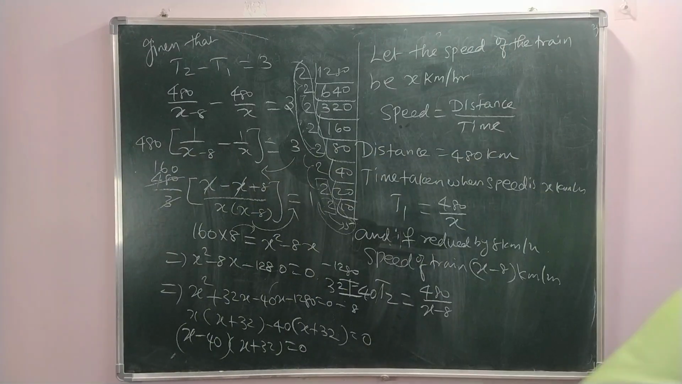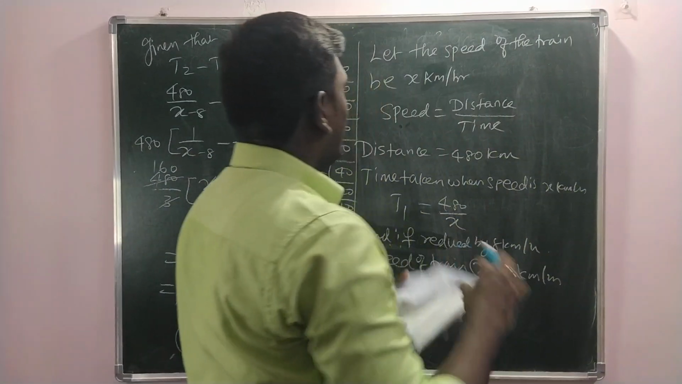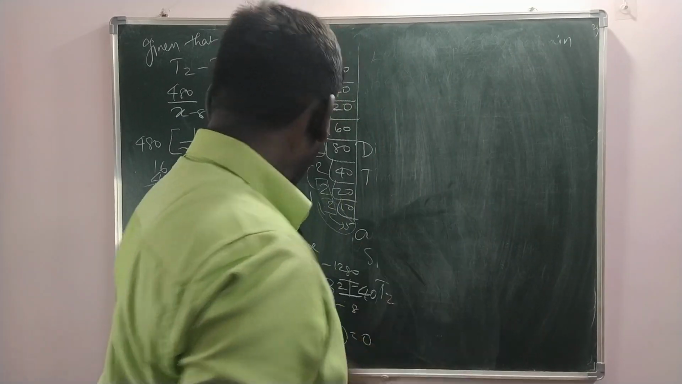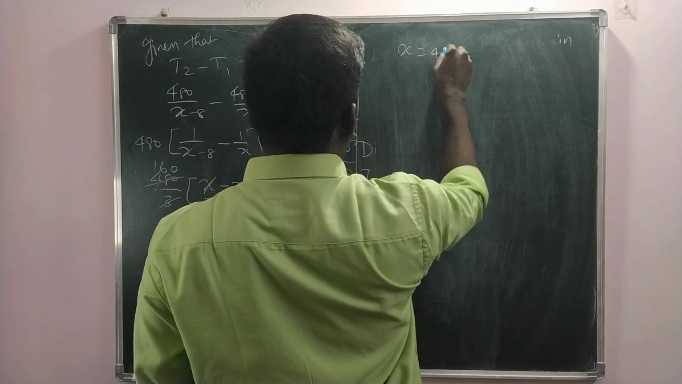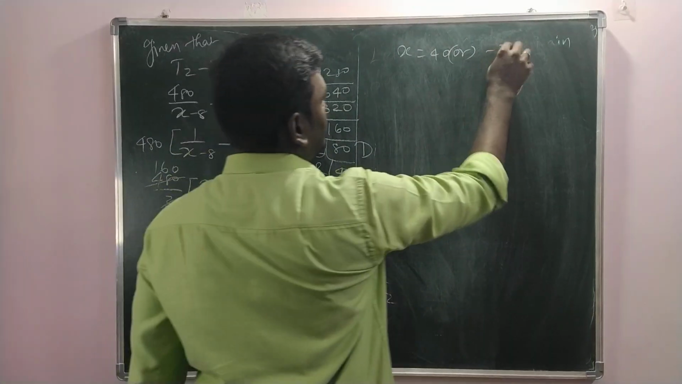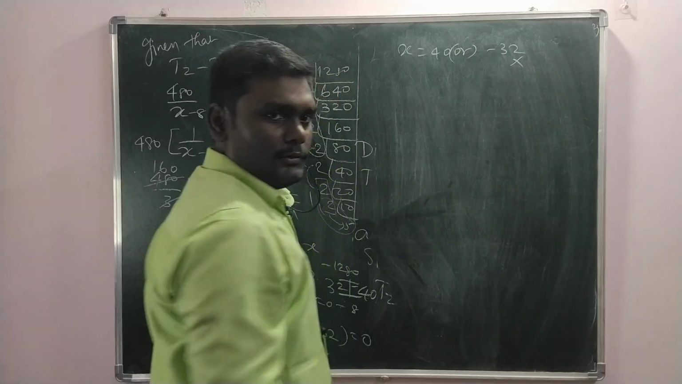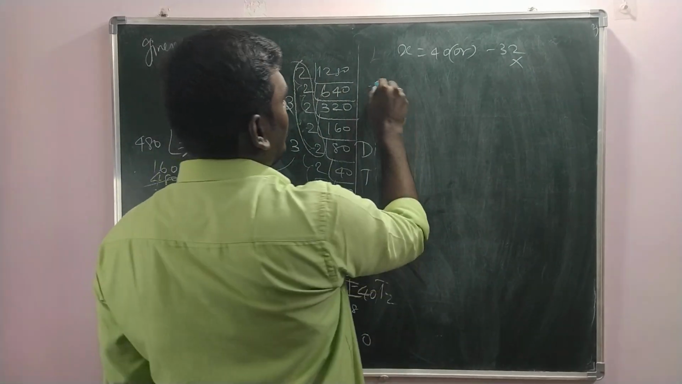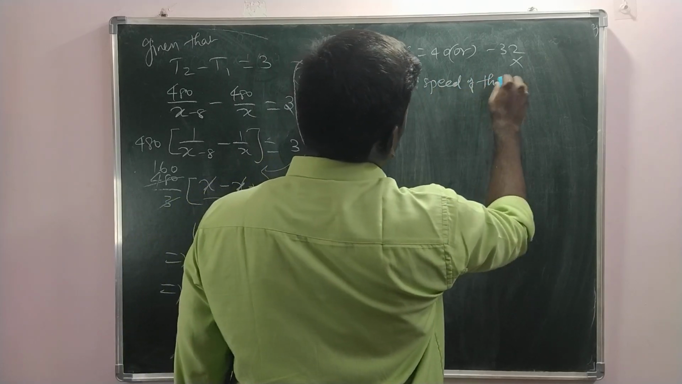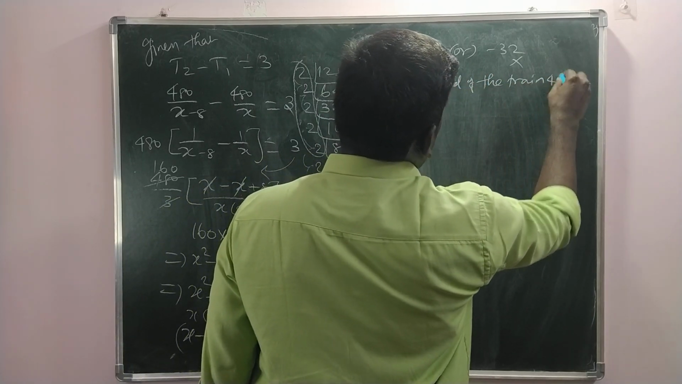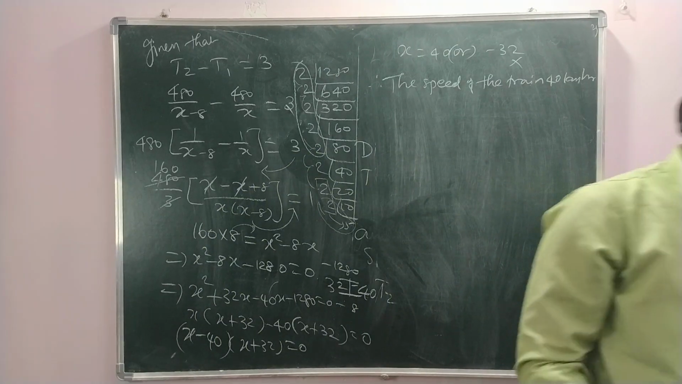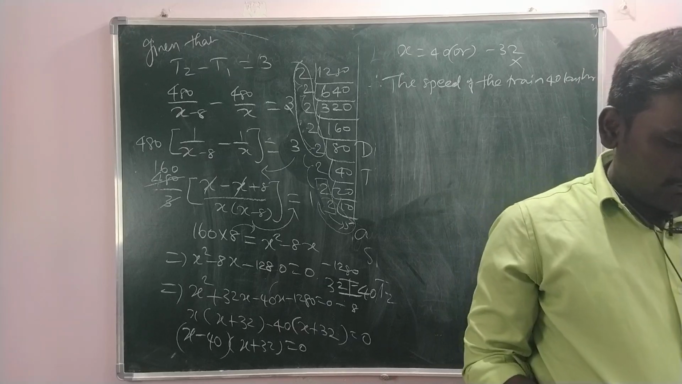Okay. See, the speed of the train is how much? Either x is equal to 40 or it is minus 32. Speed cannot be negative, so minus 32 is not possible. So therefore, the speed of the train is 40 km per hour. In a similar way, I'll say another question. Try to find it in your book.